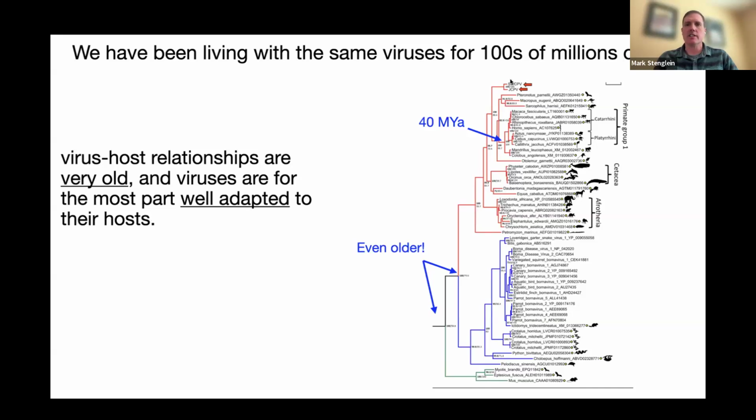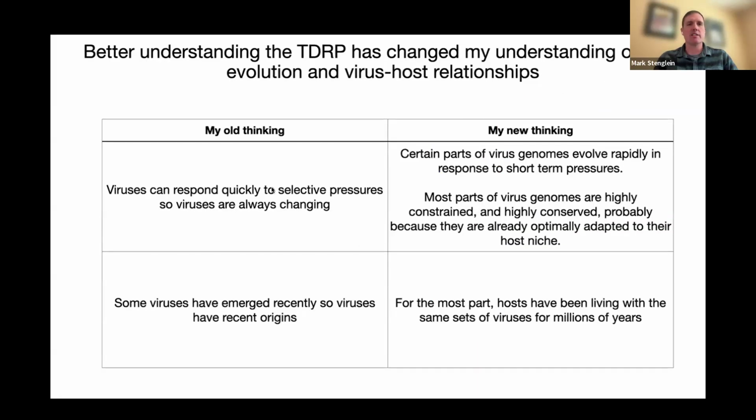Here are those snake viruses again, and again, I'm highlighting that internal node in the tree that corresponds to 40 million years ago. Well, you can see that the ancestor of the snake viruses, as well as the ancestor of all these contemporary viruses, are even older. So for the most part, virus-host relationships are really old and viruses are really well adapted to their hosts. Really understanding this phenomenon has changed my understanding of virus evolution and virus-host relationships.